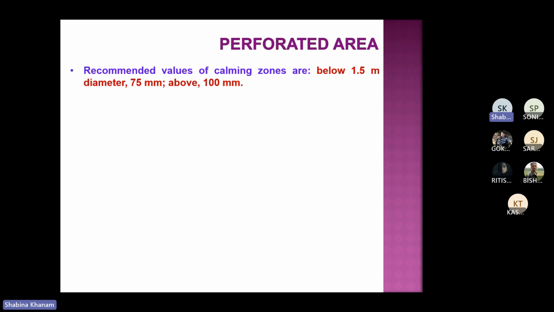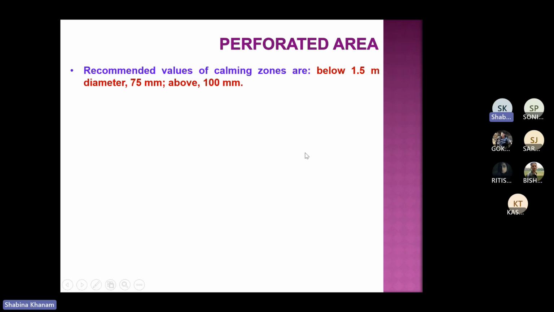Okay, as I told you yesterday, we have discussed that there are four different areas. One is the column area, which we very commonly know. Second is the net area. Third, the active area, and fourth is the perforated area. The perforated area can be obtained by reducing the calming zone area from the active area. So in this way you can consider.